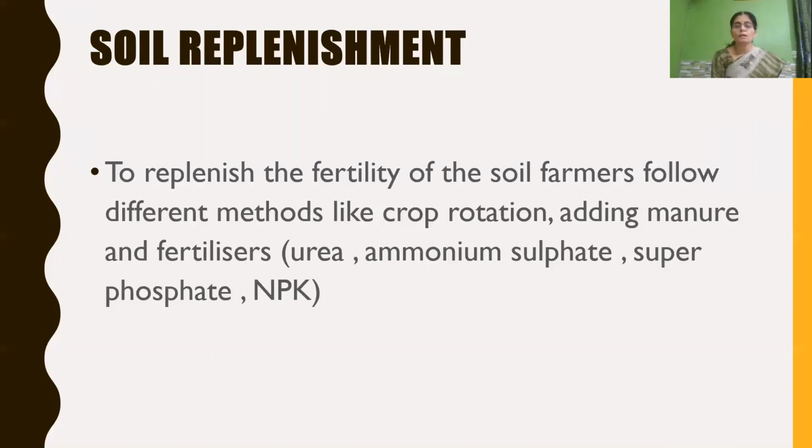This replenishment of nutrients, what we call the fertility of the soil, is improved by various methods like crop rotation, adding manure and fertilizers. Crop rotation, as we know, is that after cultivating main crops, they are replaced by cultivating leguminous crops.